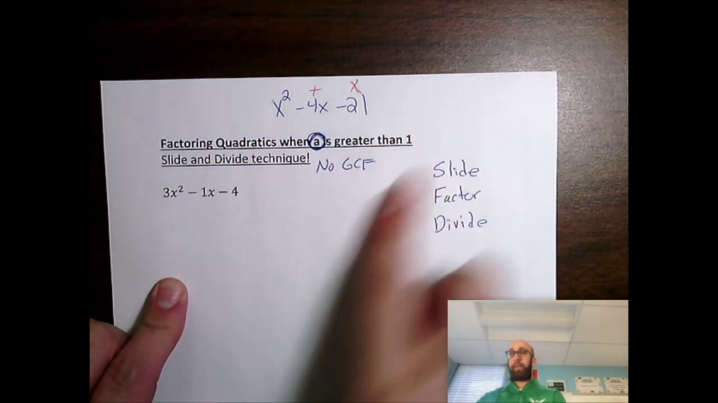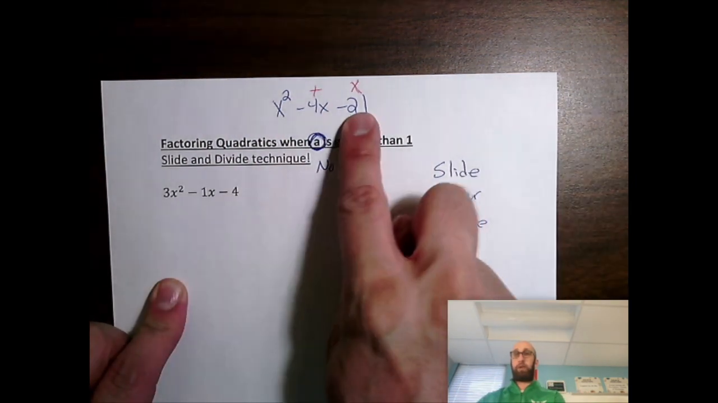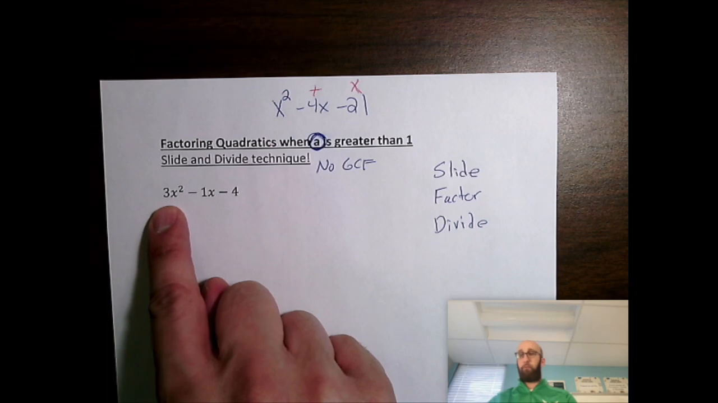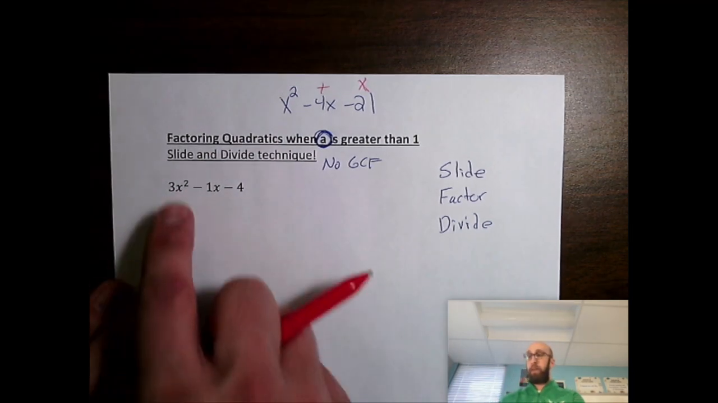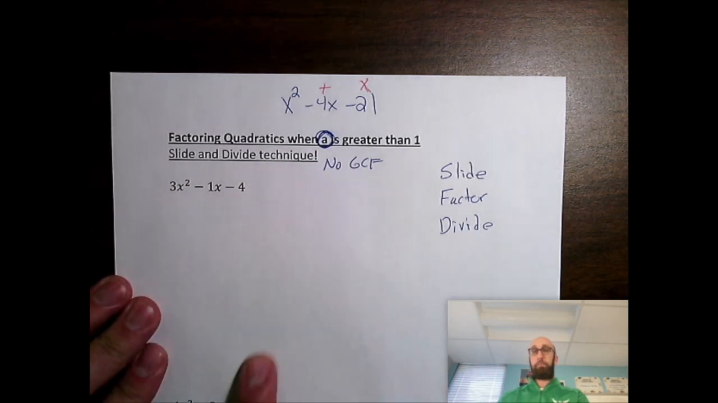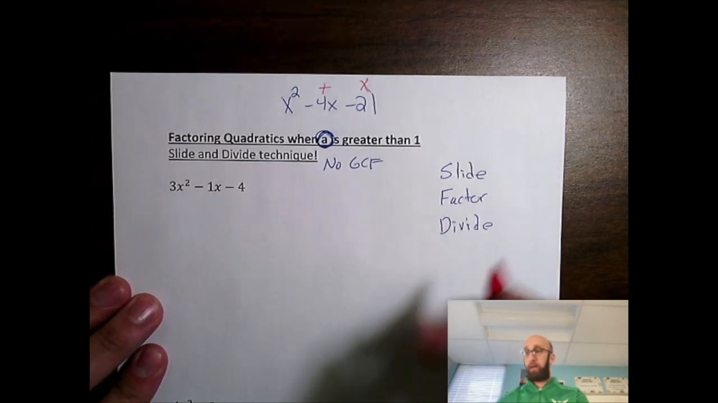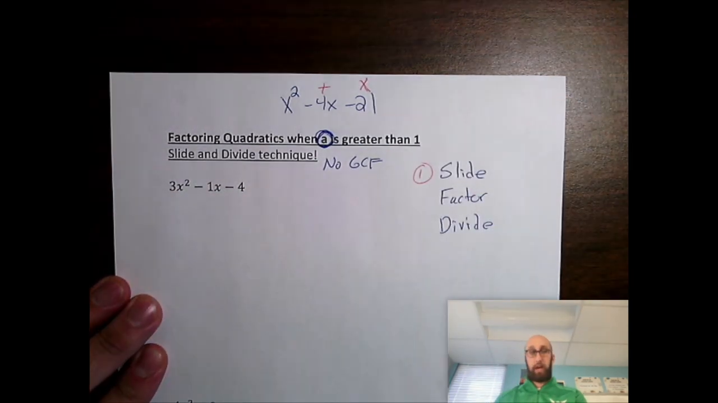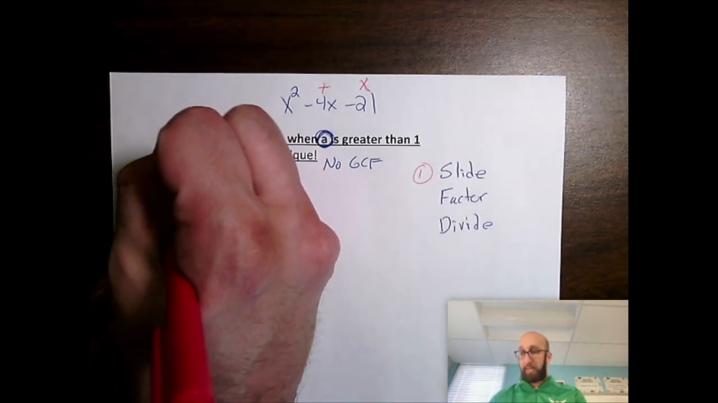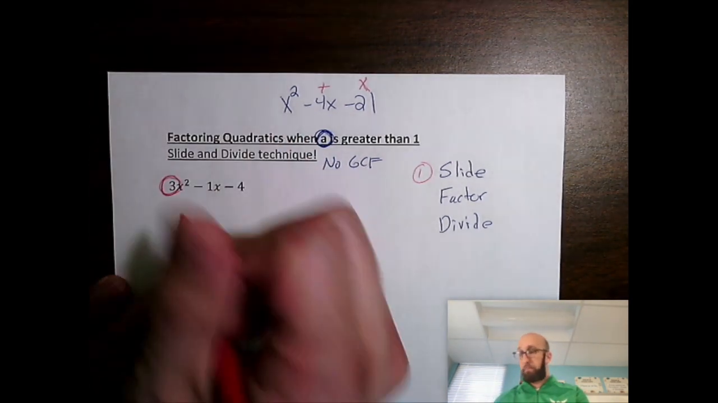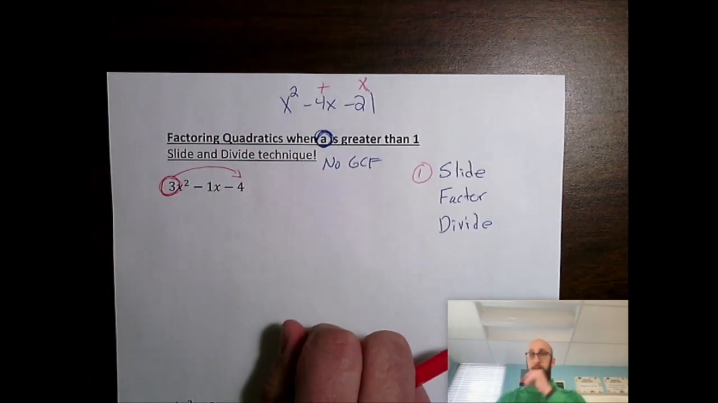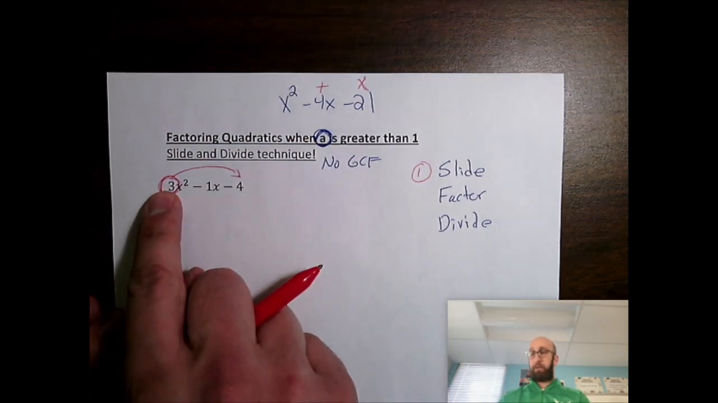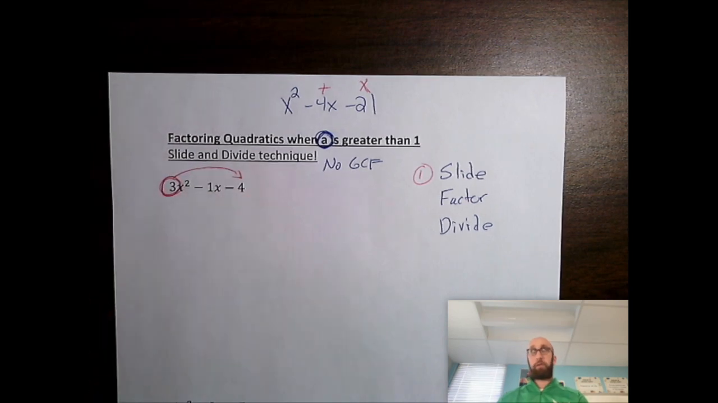The thing that makes this problem different from previous ones we're more comfortable with is that front number. That front number 3 really changes the ball game here. It is the action piece for this whole problem. So we're going to start with step 1, we're going to slide. Take that front number of 3, and this is the slide portion, and multiply it to the back.